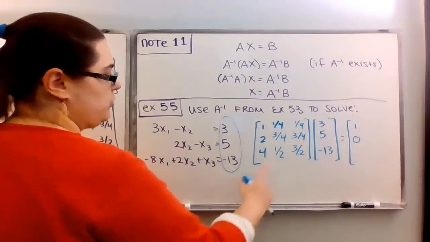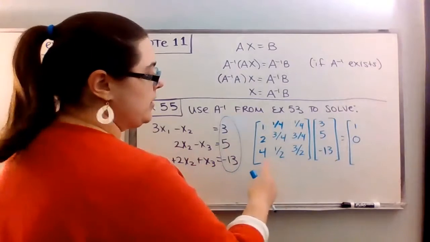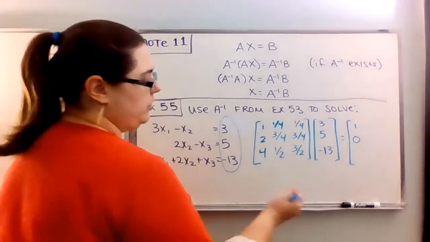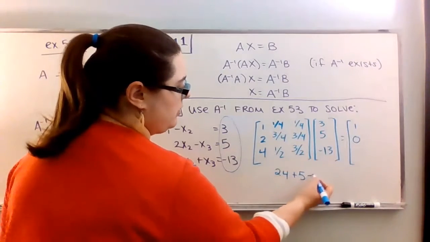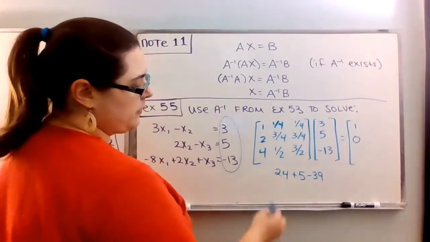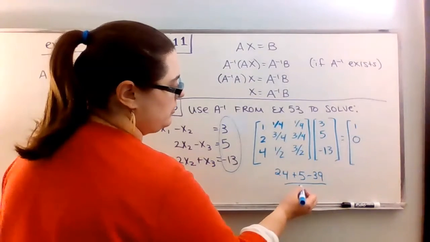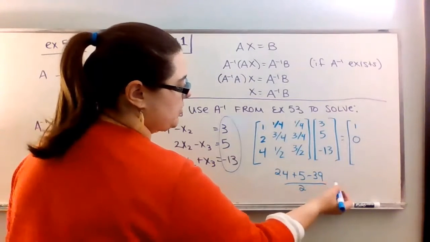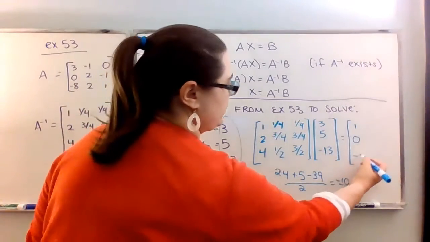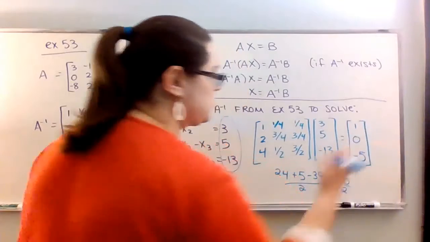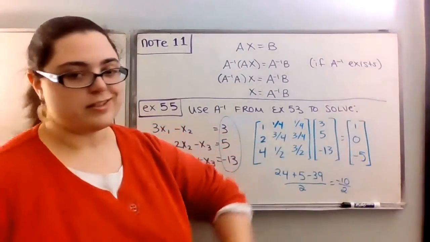And then for this third row, our fractions are in terms of halves, so I'm going to think in terms of halves. So 4 times 3 is 12, which is 24 halves, plus 5 minus 39. So 24 plus 5 is 29. Minus 39 gives me -10 over 2, which is -5. So there we go. This is going to be our solution to the system.